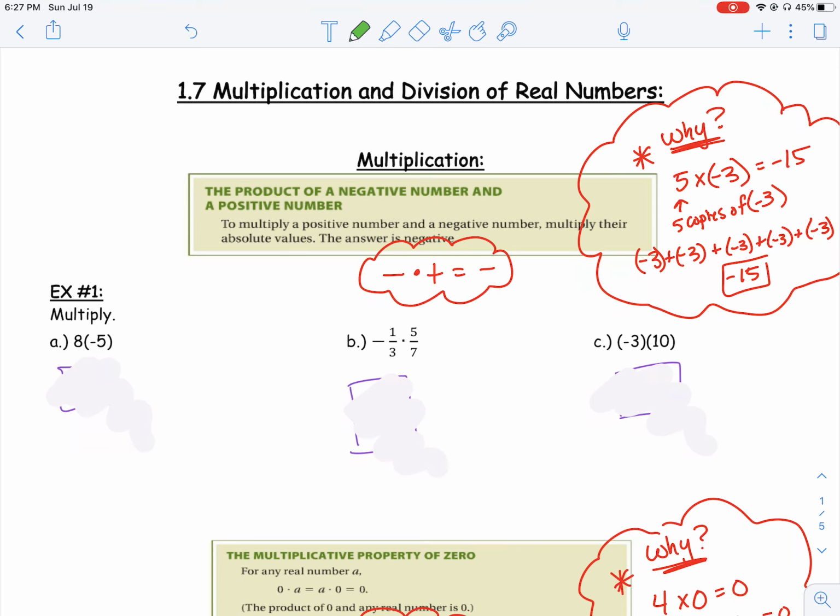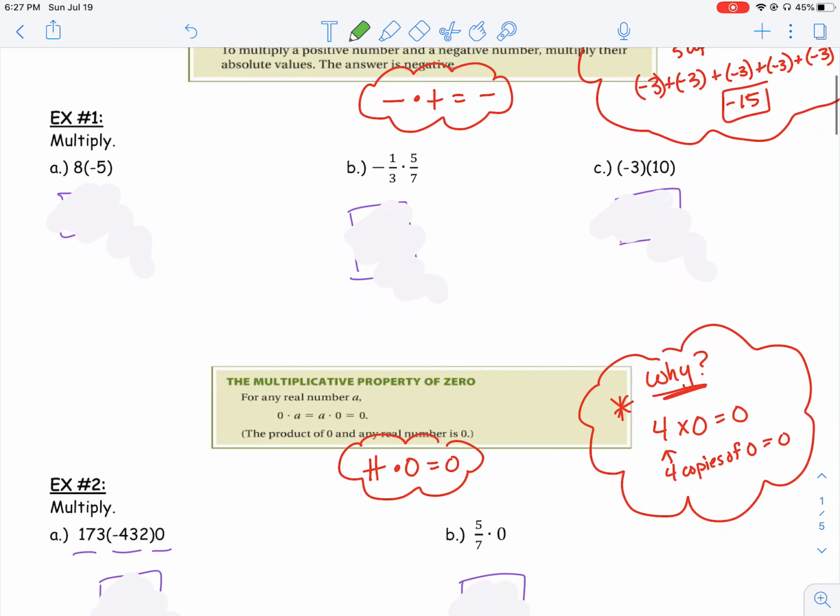Or you can think of a negative times a positive is always going to give you a negative. So positive 5 times negative 3 is going to give us negative 15. So the rule for multiplication, anytime I multiply a positive times a negative, my answer is always going to be negative. Let's do a few quick examples of that.